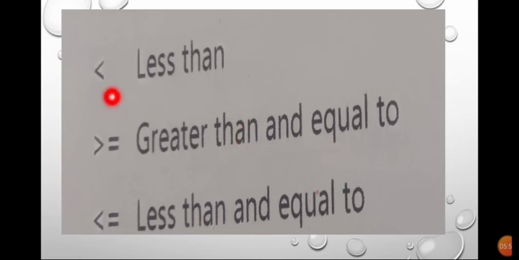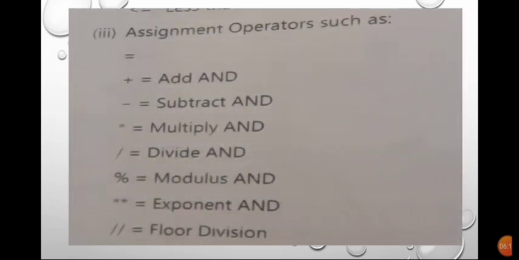Less than, is it? So you are familiar with these symbols: greater than, equal to, less than or equal to. These are the operators used for comparison between two data types. Now next we have assignment operators. If you want to assign one value to another, then you have to use this operator.